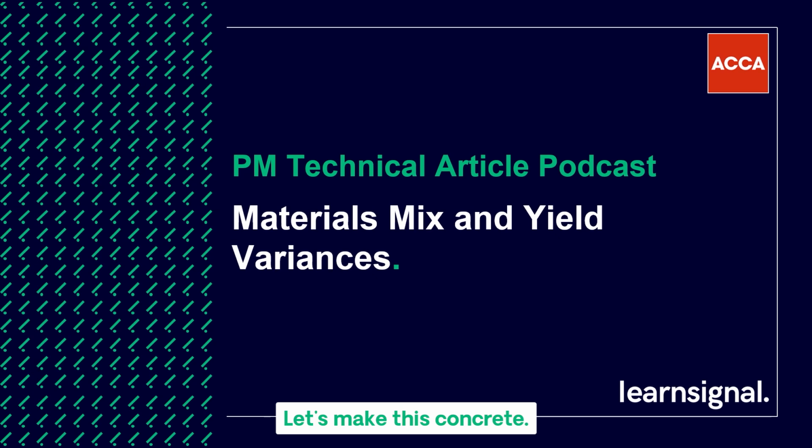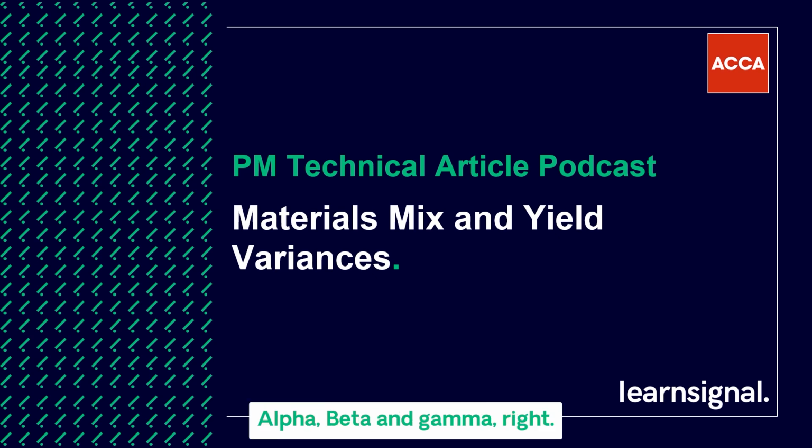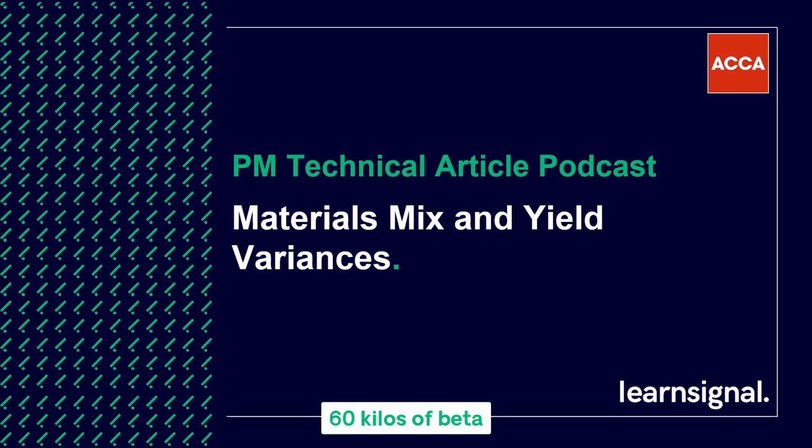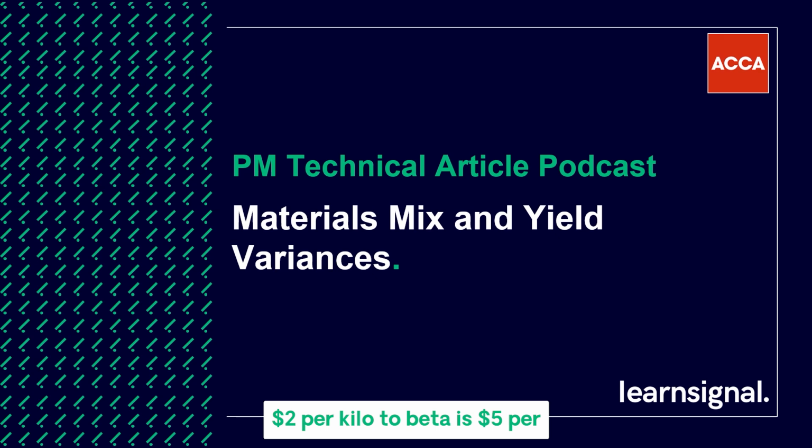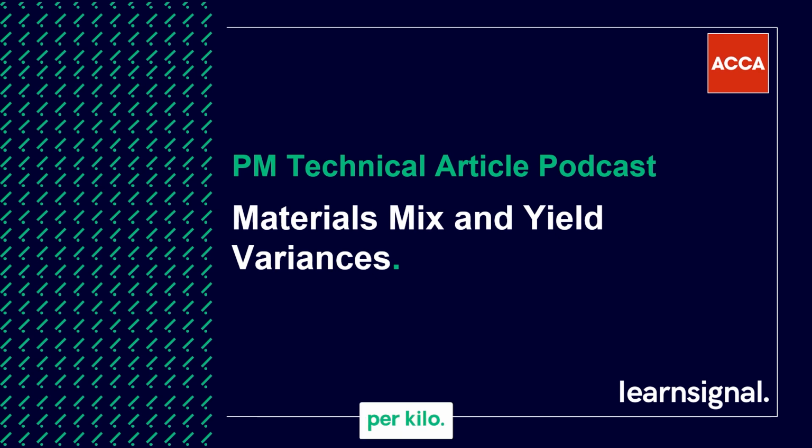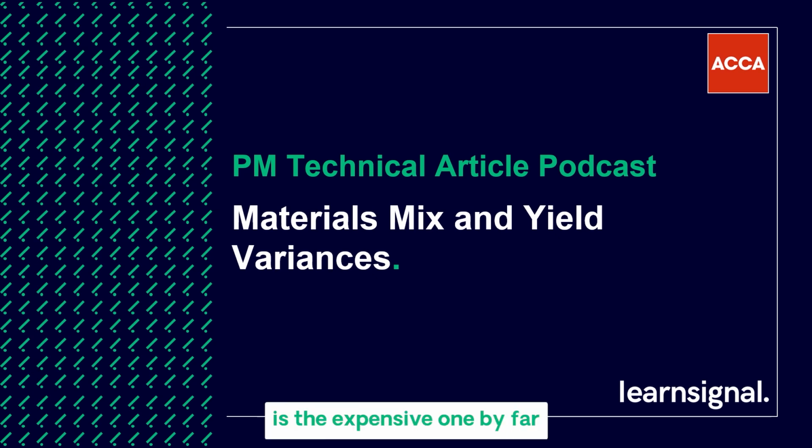Let's make this concrete. Let's use an example. Imagine a company, let's call it Capico. Okay. They make a product called Omega, and they use 3 input materials: alpha, beta, and gamma. Right. And their standard planned mix is 40 kilograms of alpha, 60 kilos of beta, and 20 kilos of gamma. That's supposed to make 100 kilos of the final product, Omega. And the costs are interesting here, too. Alpha is what, $2 per kilo? Yeah, $2. Beta is $5 per kilo. And gamma is just $1 per kilo. So straight away, you see beta is the expensive one, by far. 5 times the price of gamma.